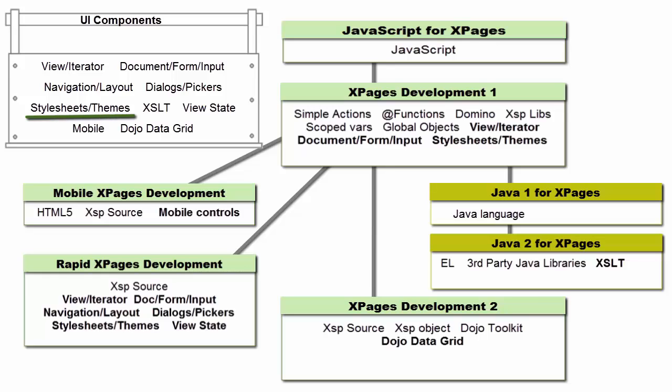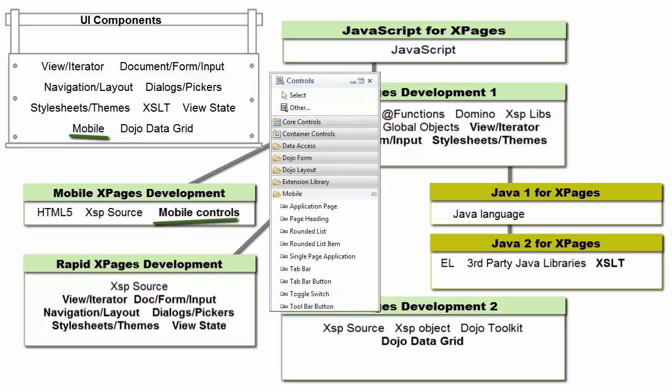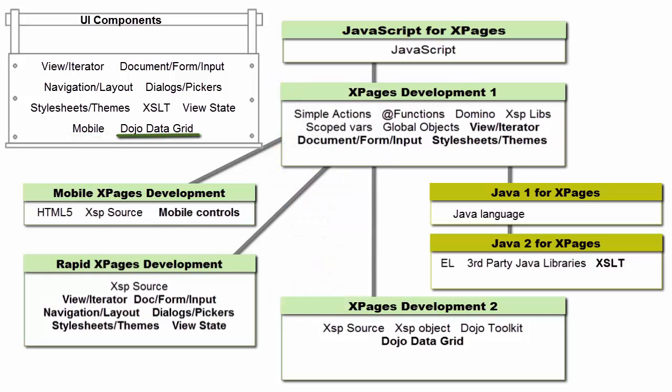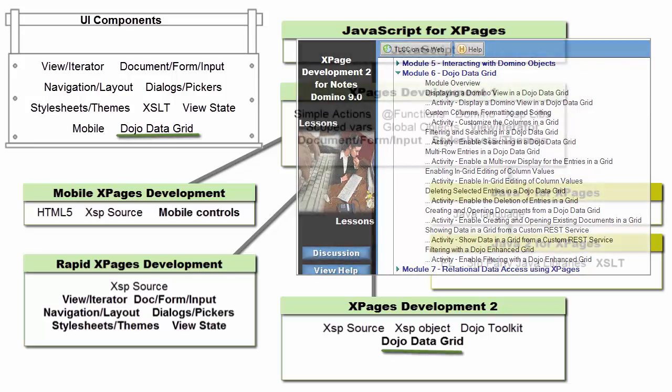Style sheets and themes are covered initially in our XPages 1 course and in more detail in our Rapid XPages Development course. Using XSLT to transform and style XML data is covered in our Java 2 course, and restoring the state of a view or an iterator control, any iterator control, is covered in our Rapid XPages Development course. Our Mobile XPages Development course covers all of the mobile controls and the other UI controls that can be used in mobile XPage applications. Finally, we devote an entire module to the Dojo data grid in our XPages 2 course.